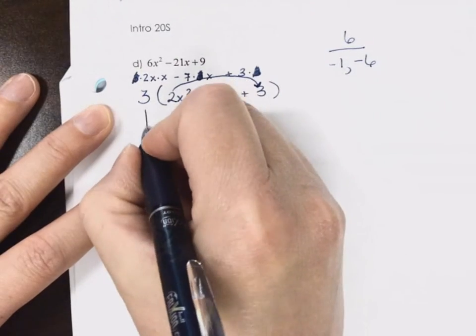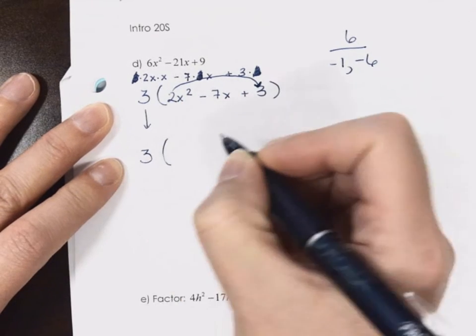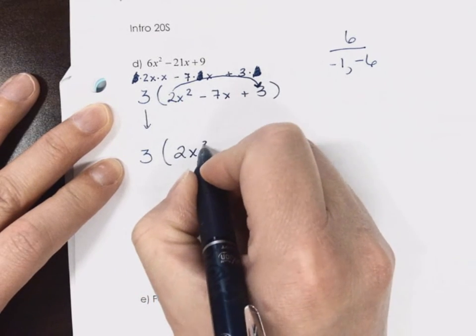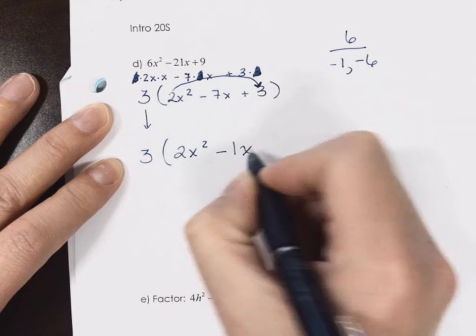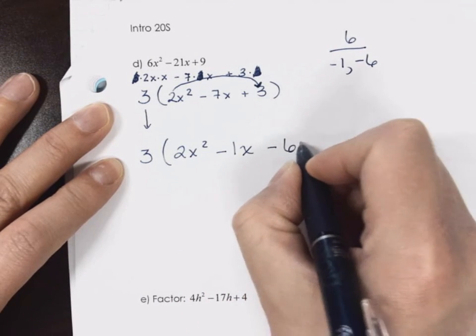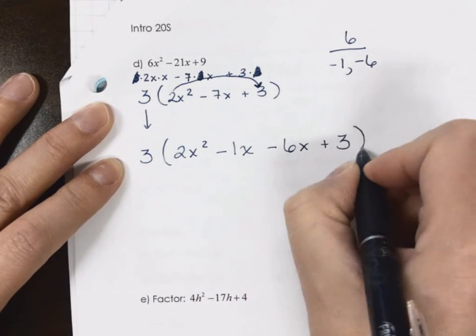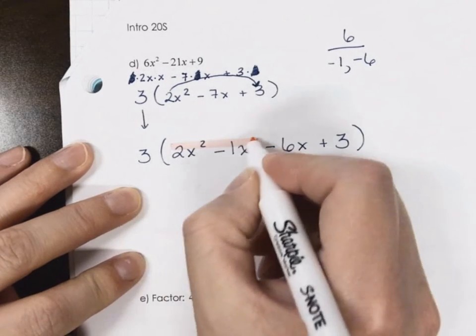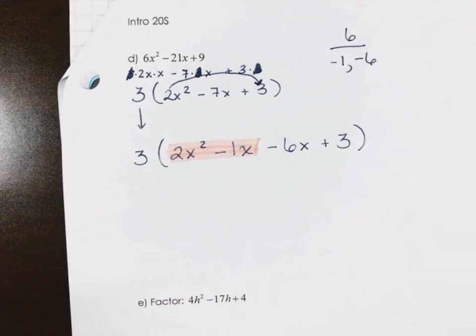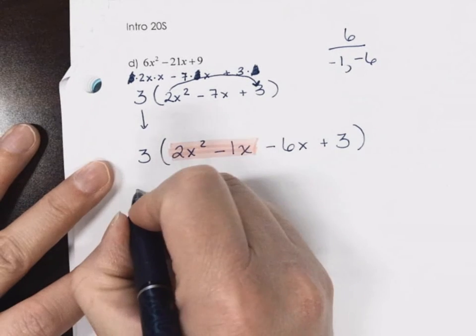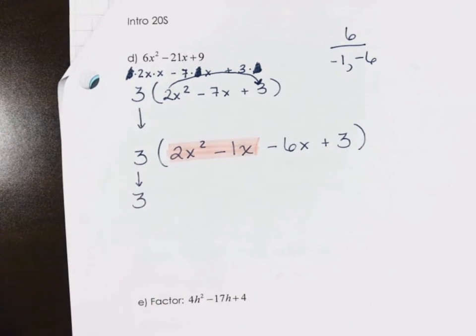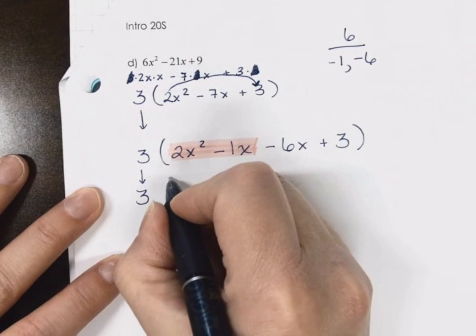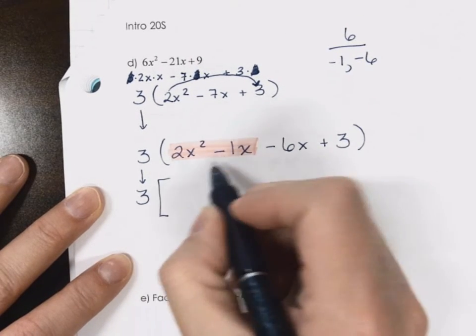All right, so I still have to write down this 3 because it's still a factor. But now I have 2x squared minus 1x minus 6x plus 3. All right, so I'm going to look at my first two terms. What can I take out? Definitely an x. So that 3 still just keeps coming down. I'm going to use the square bracket this time. I'm going to pull out an x from here.